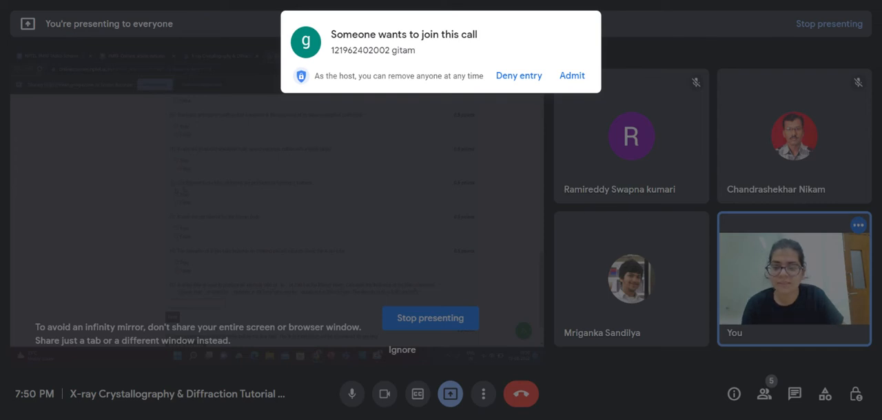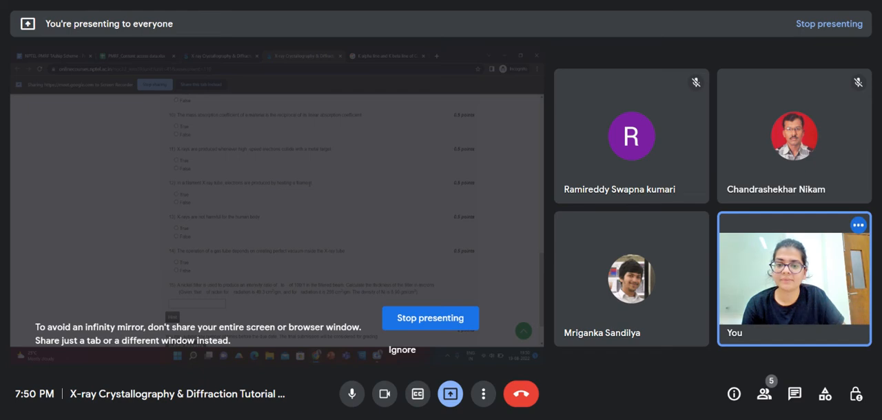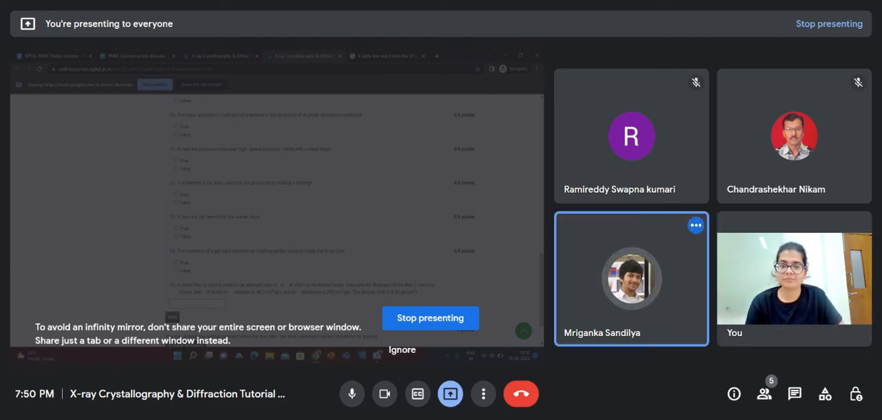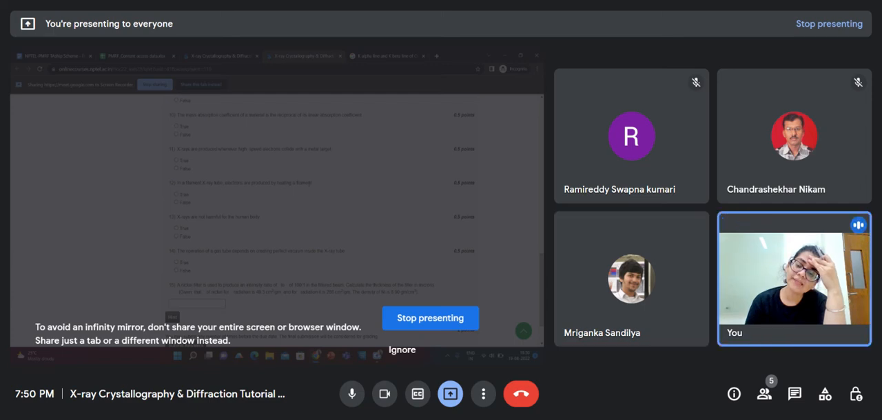According to the 12th question, you people can do this question, but we will discuss. In a filament X-ray tube, electrons are produced by heating a filament. How are the electrons produced in an X-ray tube?